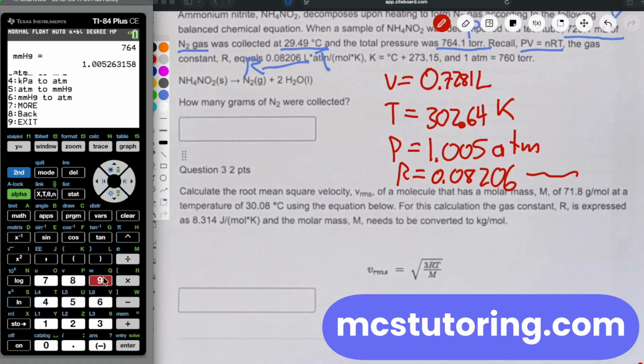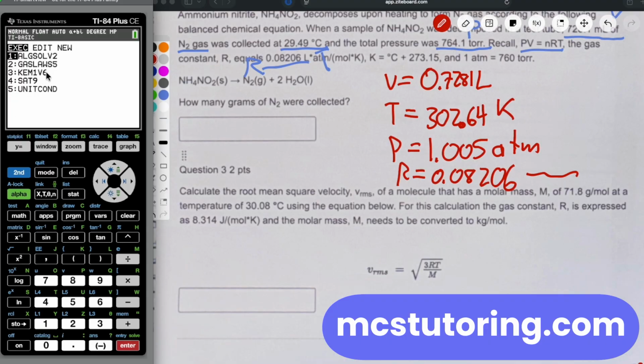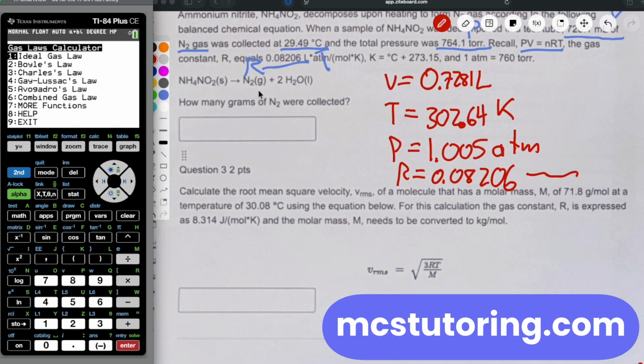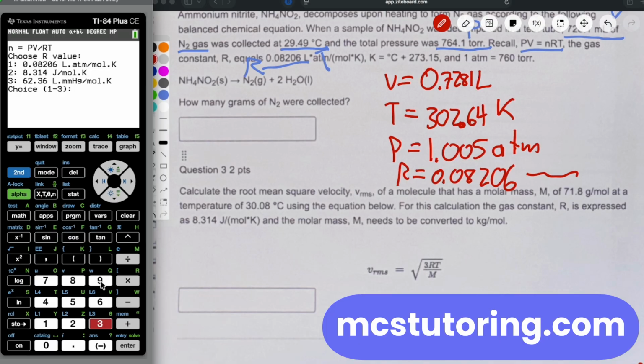Okay, so we're going to go back to the programs, TI Basic, and then we're going to go to the gas laws. I had to press the 2, or I could have pressed enter to select it, another enter to run it. Ideal gas law, number 1. PV equals nRT. What do we want to solve for? We're going to solve for n, which is number of moles, by the way, if you're not familiar. We're going to use that R value, 0.08206 liters atmosphere per mole Kelvin. It's option 1 there. And it asks us a bunch of questions.